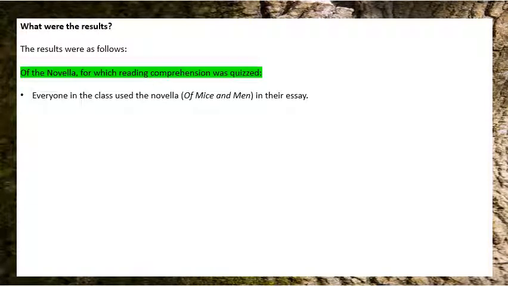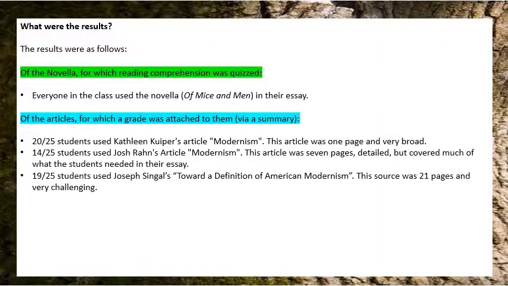Of the novella for which reading comprehension was quizzed, everyone in the class seemed to have read the novella for their essay. And I don't see any way that they could have written the essay without reading the novella, but maybe with good SparkNotes, who knows. Of the articles for which a grade was attached to them via a summary, 20 out of 25 students used Kathleen Cooper's article. This article was 1 page and very broad.